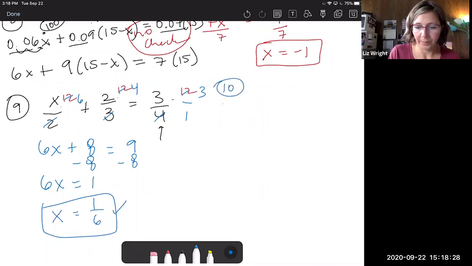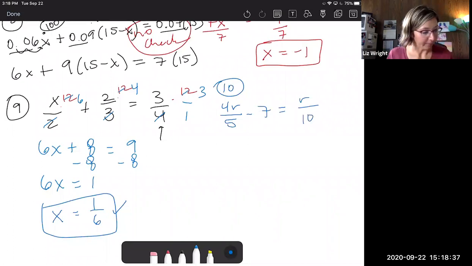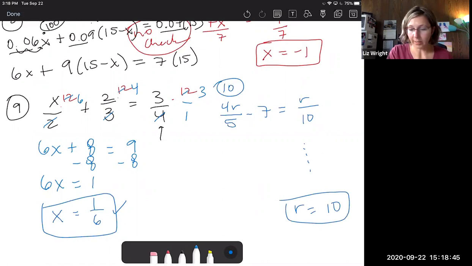Let's try this one. So we've got 4r over 5 minus 7 equals r over 10. I want you to try that one. Ready, set, go. Your answer should be r equals 10 at the end. You do not need to check that one, but I do want you to solve it.